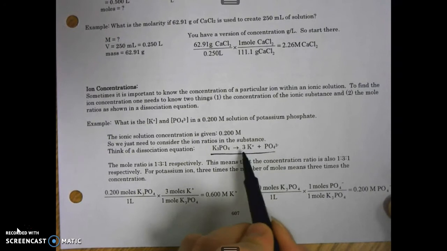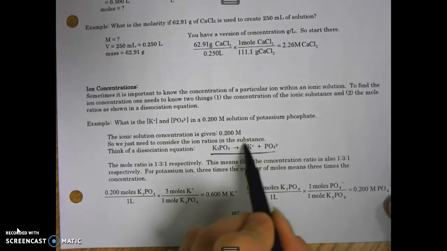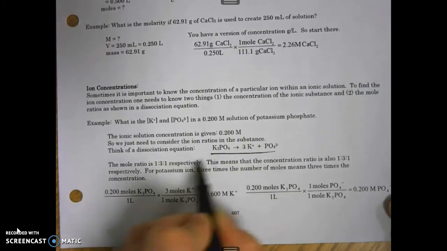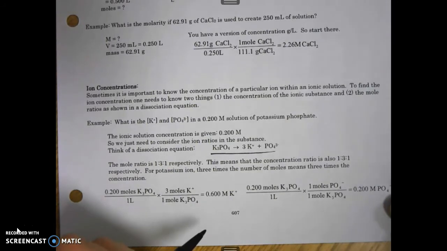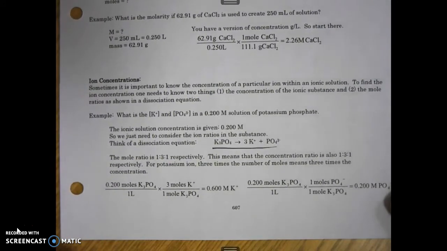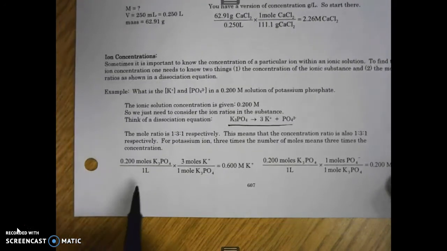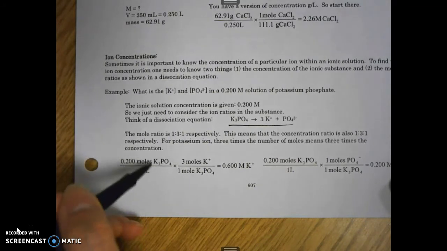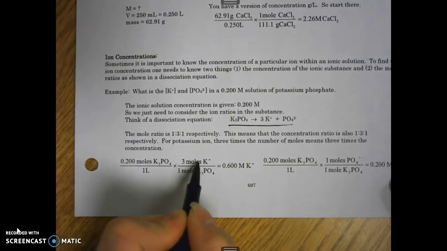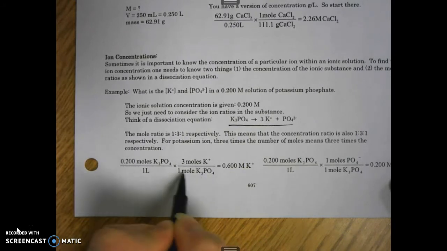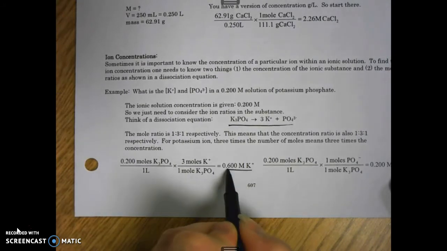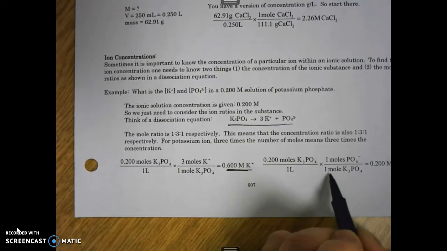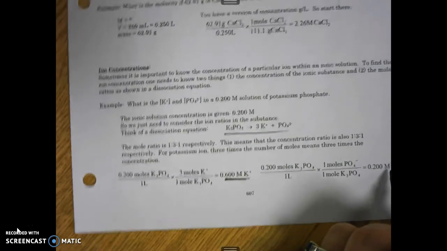1 ion of phosphate, 3 ions of potassium. So I got 3 moles versus 1 mole. So my mole ratio is really 3 moles of potassium to 1 mole of phosphate ion. So I can use this mole ratio to help me answer questions. If I know that the concentration overall is 0.2 molar K3PO4, I can simply multiply by my mole ratio, 3 moles of potassium per 1 mole of potassium phosphate, to get my concentration of potassium. Same thing with the phosphate ion. It's a 1-to-1 ratio, so 0.2 gives me 0.2.